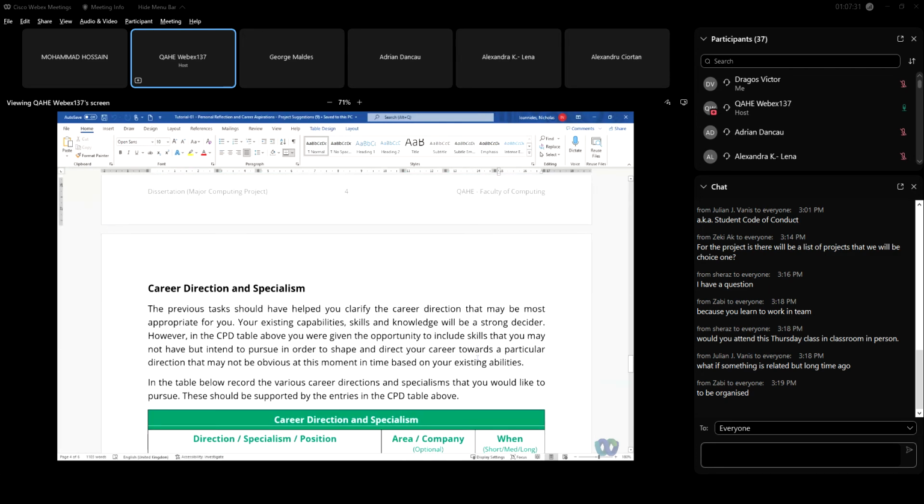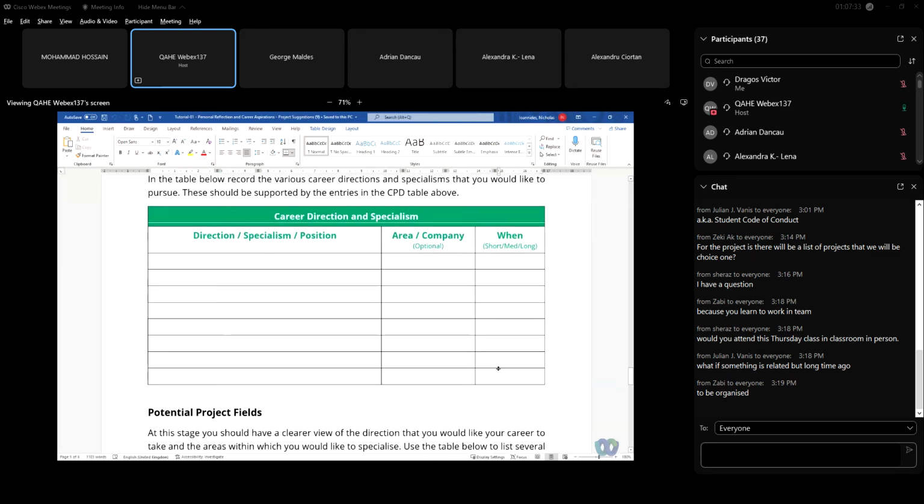After that, you have career direction, right? And specialism. What career direction would you like to have? In what area or what company? And when would you like this to happen? Yes, I would like to work for this company as whatever position. Here's a company, here's a specialism, and short term, between now and 2 years, right?